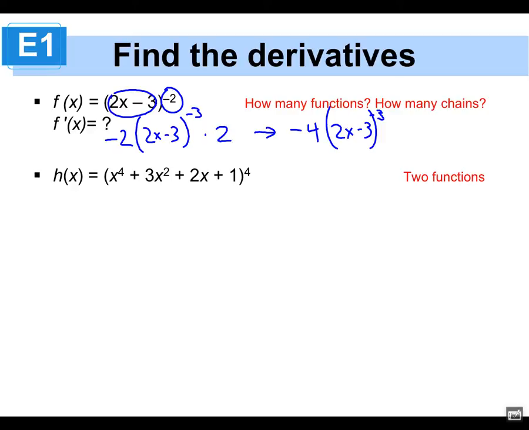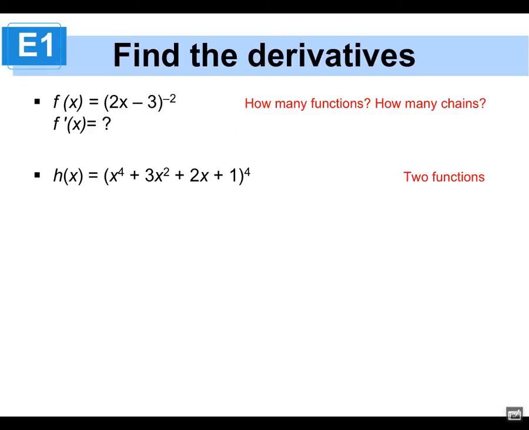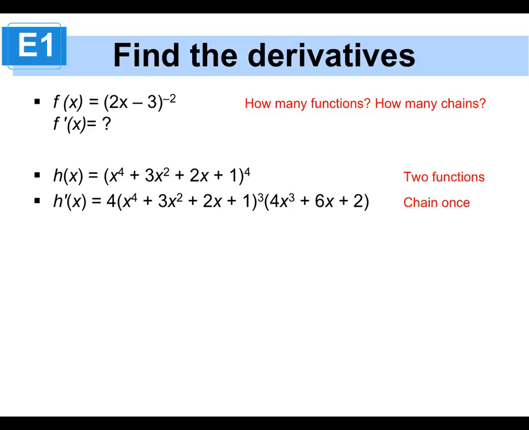Okay, for h, how many functions? 2. How many chains? 1. Which function's on the outside? We'll start with that one first. To the 4th, correct. So forget about this beast inside. Just take the derivative of anything raised to the 4th power. Bring the 4 down, reduce the power by 1, of that thing, which happens to be this big, scary quartic. Then chain on the derivative of that big, scary quartic. And it gives you that.